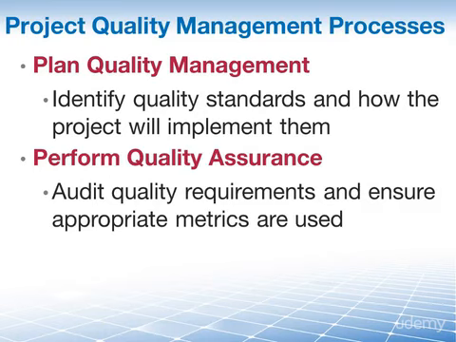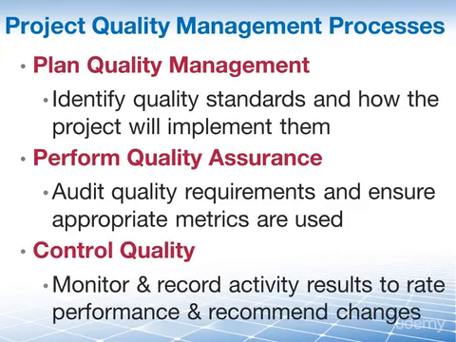Then we perform quality assurance. This is the process of auditing the quality requirements and the results from quality control measurements to ensure that appropriate quality standards and operational definitions are used. And lastly, we have control quality. That's the process of monitoring and recording results of executing the quality activities to assess performance and recommend necessary changes.